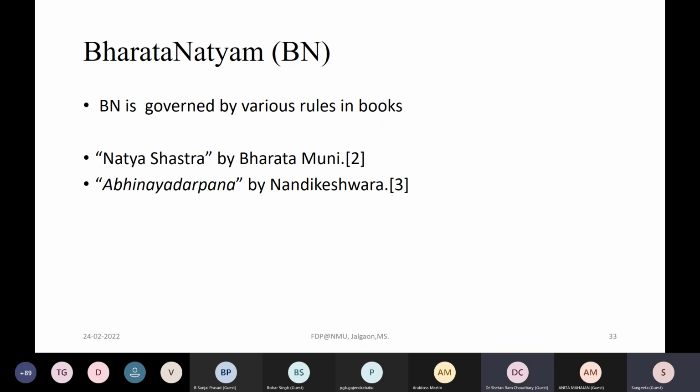So what is there in these books? Has anyone read them or has any idea what is there? Natya Shastra has 36 chapters. Anyone knows?